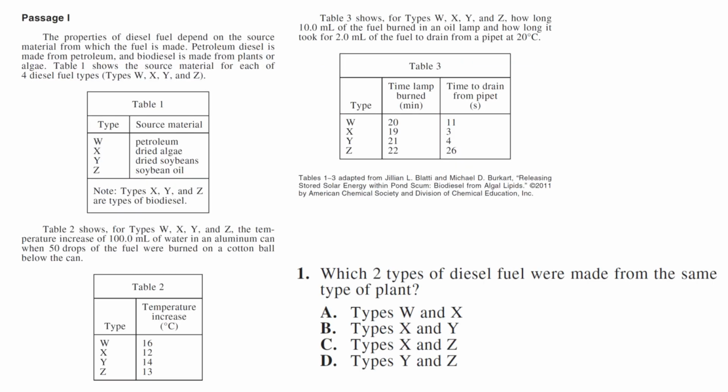Question number 1, what two types of diesel fuel were made from the same type of plant? So we're looking at source material, right? What the diesel fuel is made from. So it's going to be Y is dried soybeans and Z is soybean oil. So types Y and Z were made from the same type of plant. Choice X was made from algae and choice W is made from petroleum.